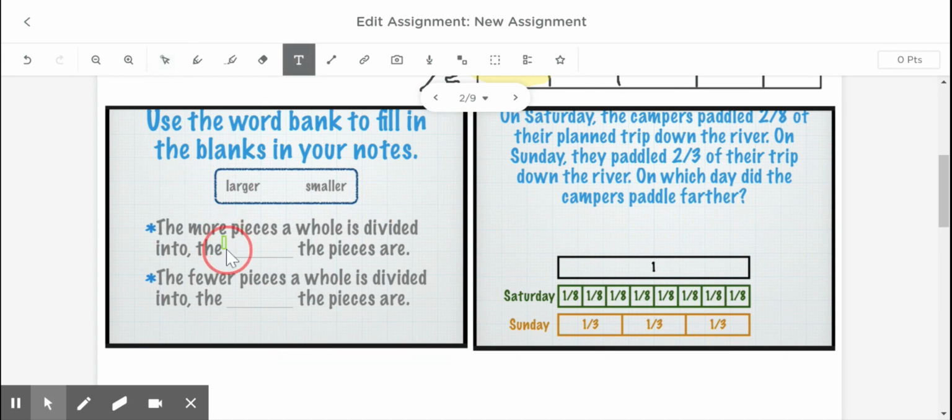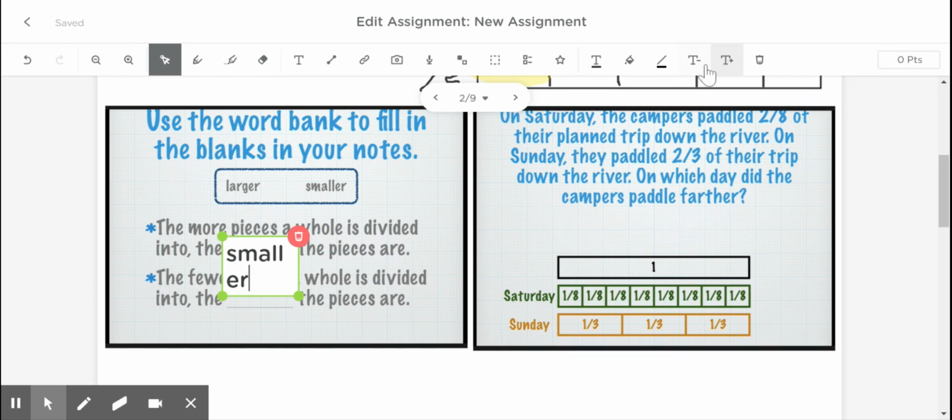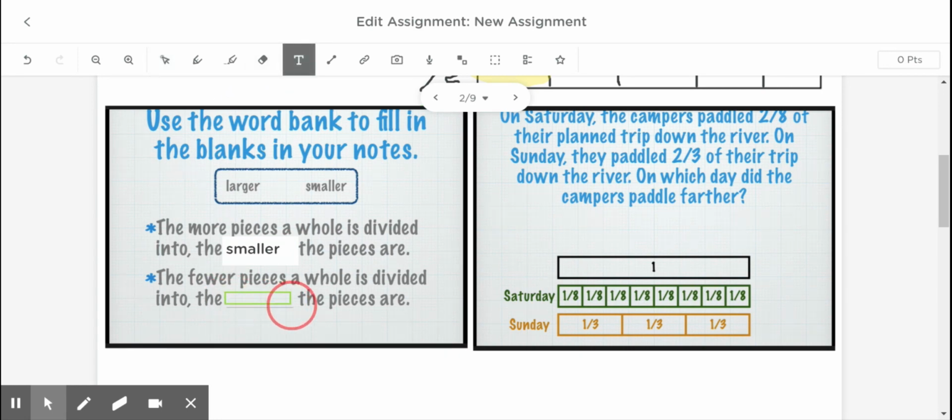It says use the word bank to fill in the blanks in your notes. So our notes are here. The more pieces a whole is divided into, the smaller the pieces are, or the larger? The smaller. This is just what I was talking about, right? The more pieces I have, they're going to have to be smaller because if I have to share with more people, I have to cut them smaller. The opposite one is going to be the fewer pieces a whole is divided into, the larger they are. So the fewer people I need to share it with, the larger it's going to be.